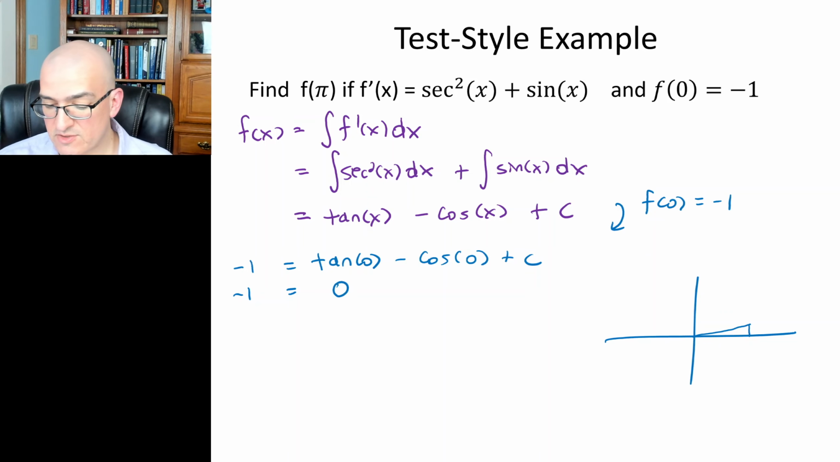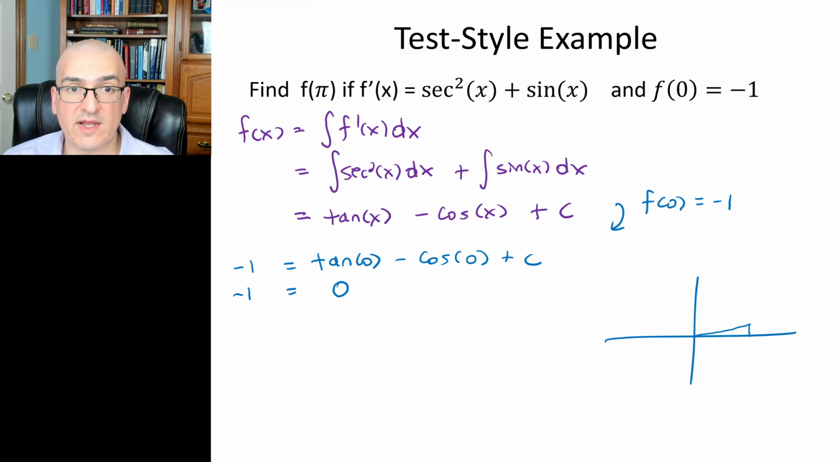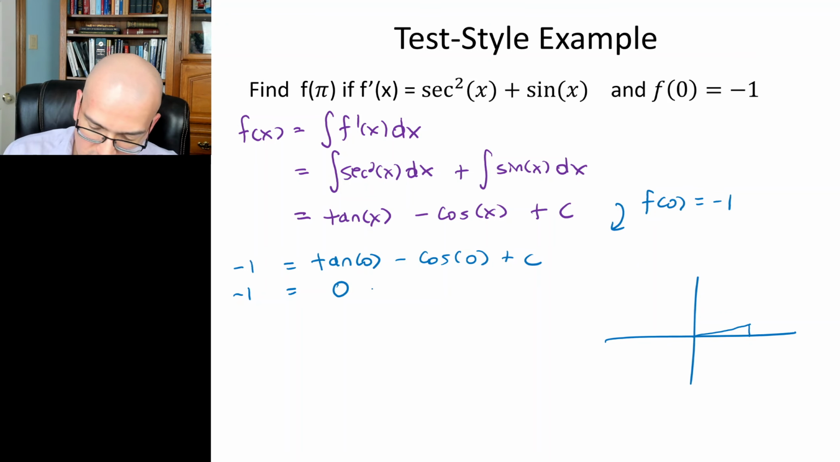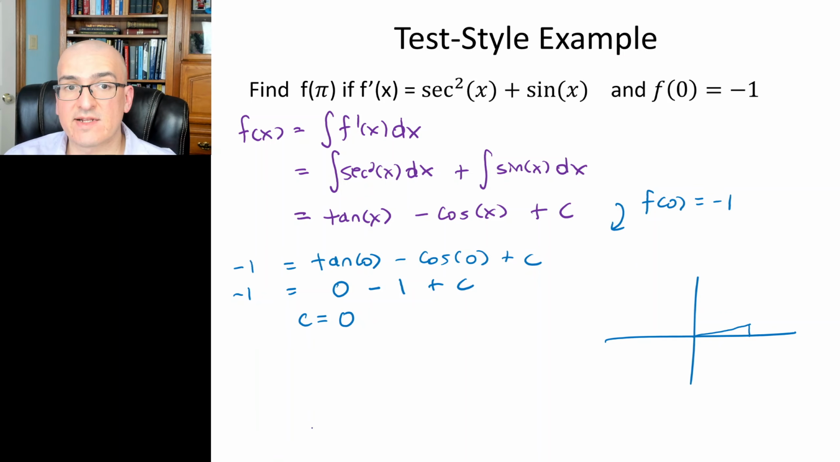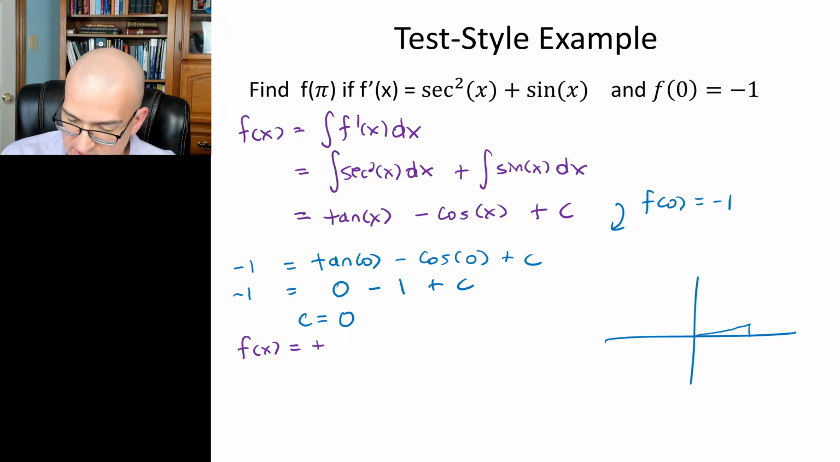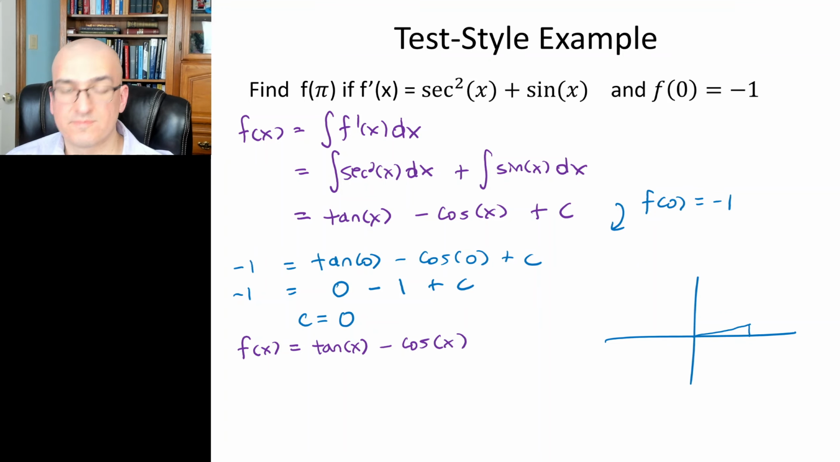Cosine of 0 is adjacent over hypotenuse. And if the adjacent and hypotenuse are the same length, we're going to have, let's say, 5 divided by 5 or 7 divided by 7, which is 1. Cos of 0 is 1. Remember, plus c. We're going to add 1 to both sides, so c is equal to 0. And we can make our second last statement for the question, that f of x is equal to tan of x minus cosine of x plus 0.